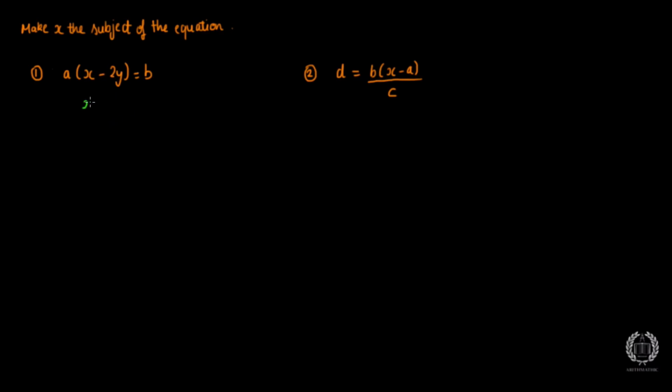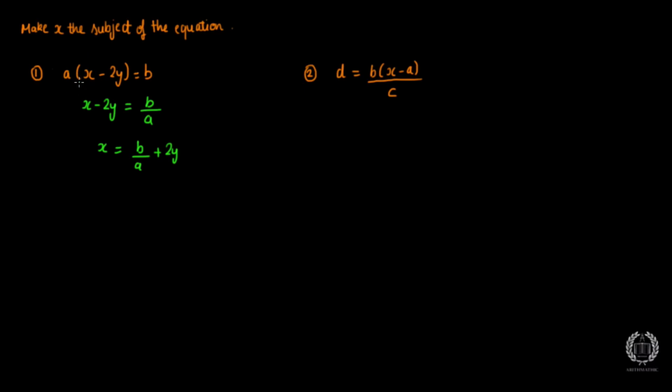So we keep x minus 2y here, and we want to bring a to the other side. But remember, you're timesing a by all of this, which means if you bring a to the other side, you're going to do the opposite, which is divide. So it's b over a. Now remember, because you want x as subject, this minus 2y has to go to the other side. So it's b over a plus 2y. And that is your answer for this one.